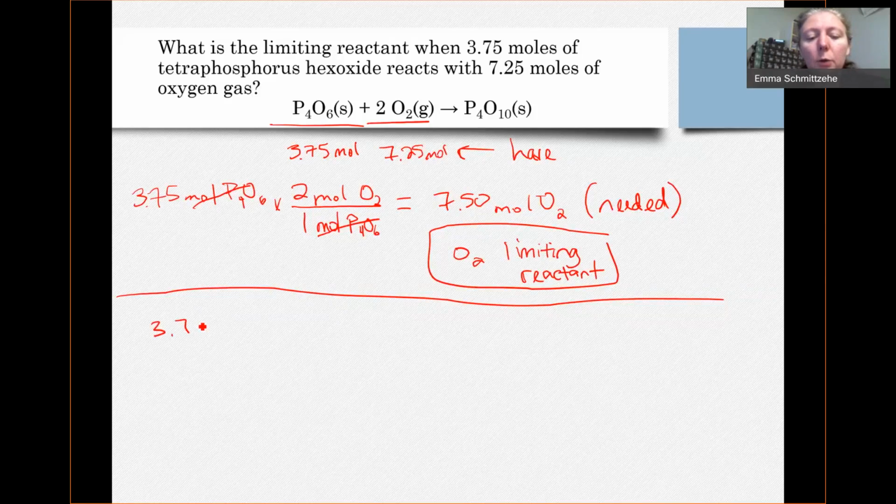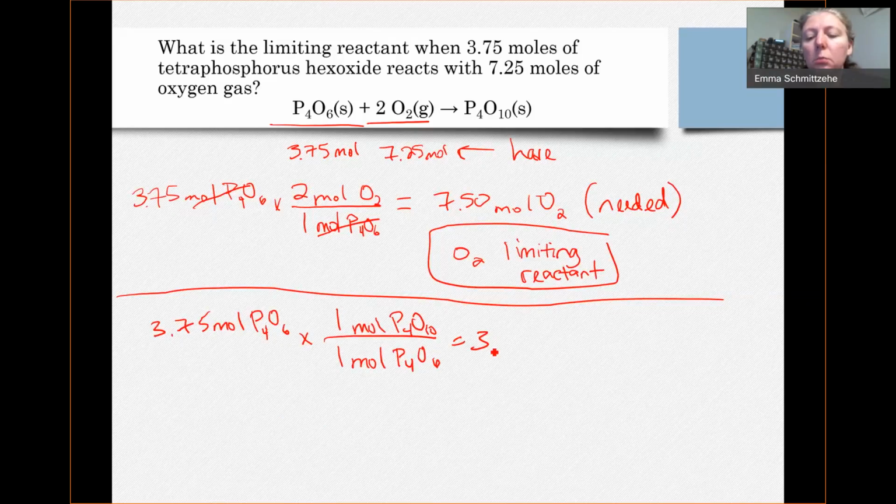So we're going to take that 3.75 moles of P4O6, and we're going to convert it to product, okay? So we're going to go from moles of P4O6 to moles of P4O10. And that, from the reaction, it's 1 mole of P4O10, 1 mole of P4O6. So I would produce 3.75 moles of P4O10 from my P4O6.